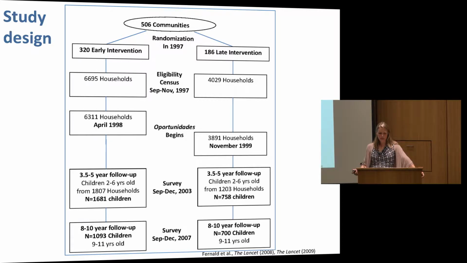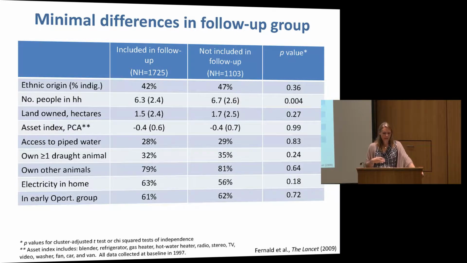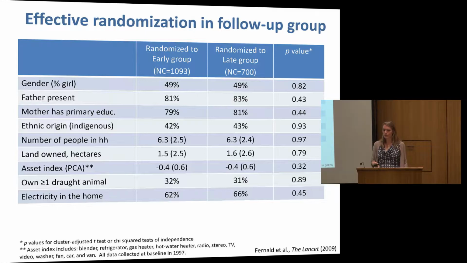And one question you might ask yourself is, wow, these kids were recruited in 1997, now you're following them up. What was the difference between your follow-up group, the group that you could find, and the group that you couldn't? And we did find minimal differences in the follow-up group when you compared it to the non-follow-up group. There was only one difference, which was the number of people in the household, and the rest of the variables were matched. And then you might also ask yourself, what were the differences between randomization in that follow-up group? And what we found was that the randomization was effective. So even in the follow-up group, which represented about 60% of the original sample, they were still balanced by all of these baseline variables. For example, whether the father was present, primary education, ethnic origin, etc.